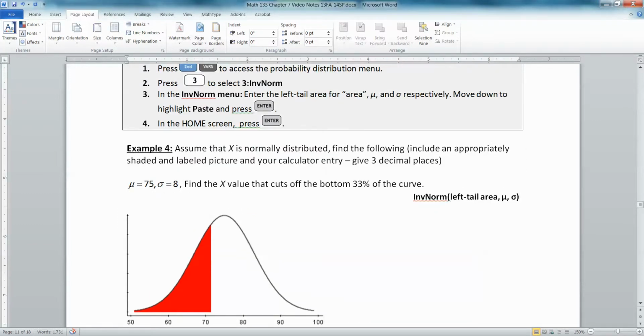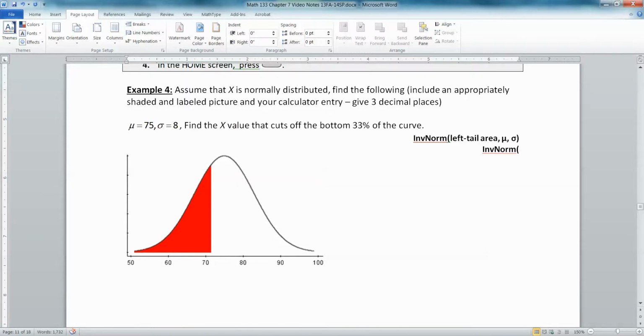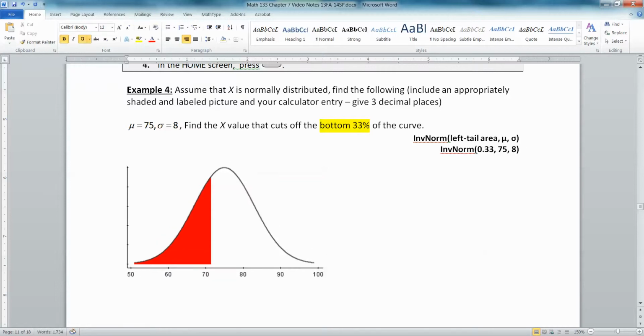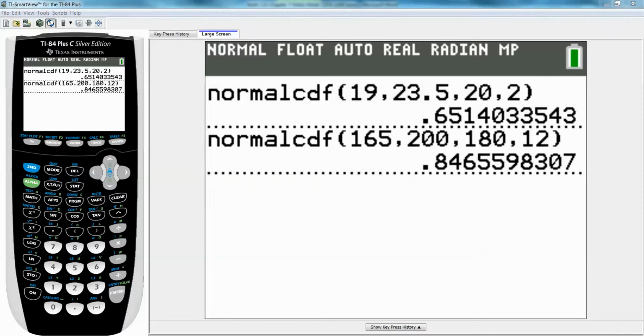Okay, so how's that going to look for us? Inverse norm, the left tail area, that's this part down here, but it says it's the bottom 33% right there. So that's 33%. So 0.33, comma, the mean is 75, standard deviation is 8. And you just press that into the calculator and you'll have it.